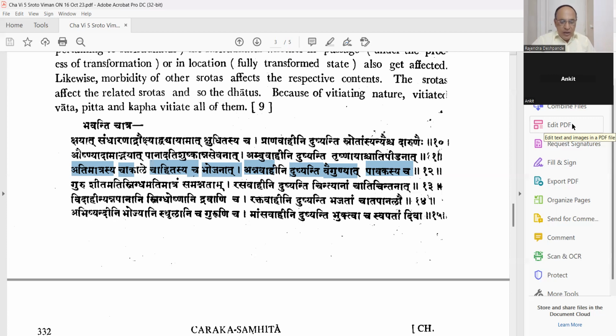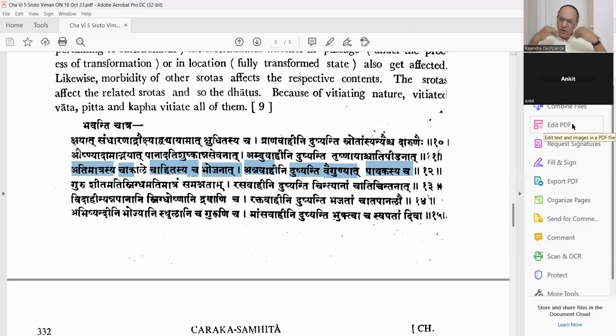Then vaigunyat pavakasya cha. Please write down the word: Pavaka is Agni. Vaigunyat pavakasya cha means deformity or problems in our Jatharagni, in our Panchabhutagni, or in our Dhatvagni. If any of these Agni is disturbed, your Annavahasrotas, your digestive tract, will be in trouble.